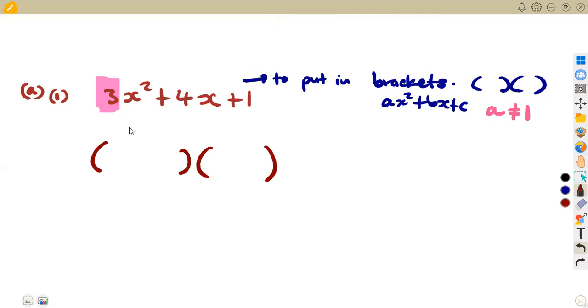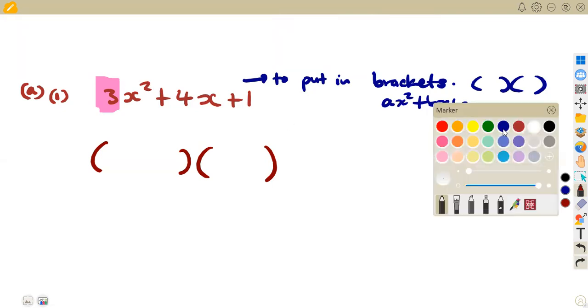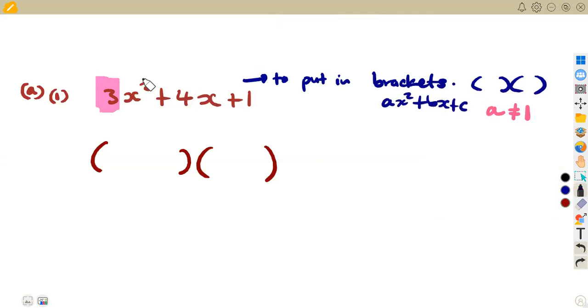We are going to have 2 brackets, but how? You are not going to just write 3x here and write x or whatever you want, okay? Here it's just because there's a 1, so you think that is exactly what is happening, okay? But this is what you do. You are going to consider the first term and the last term.